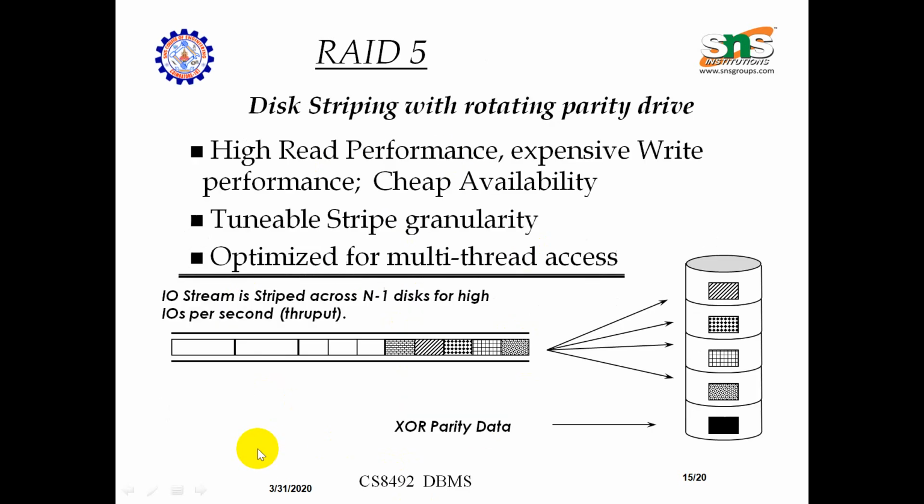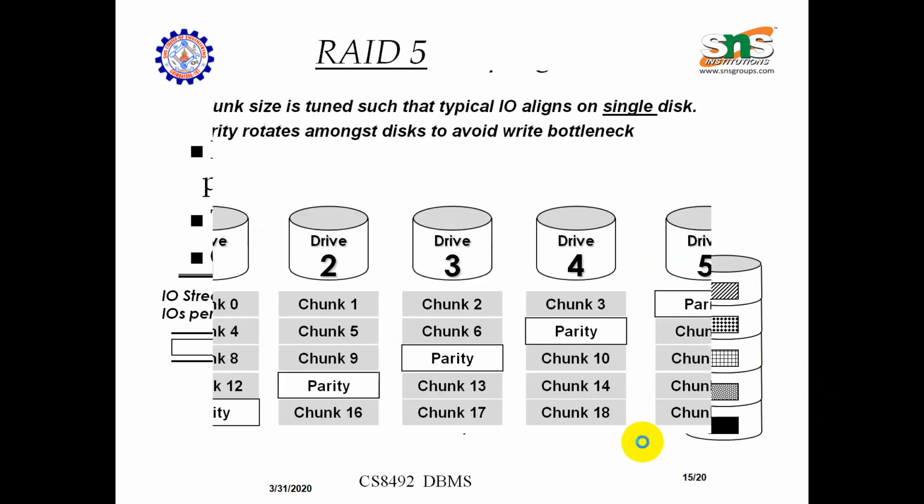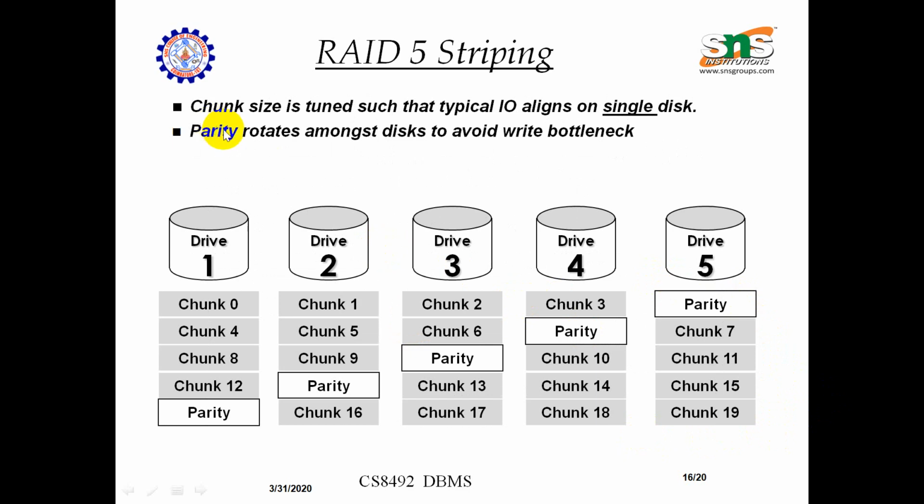Next one, RAID 5, disk striping with a rotating parity drive: high read performance, expensive write performance, cheap availability, tunable stripe granularity, optimized for multiple thread access. The IO stream is striped across n-1 disks for high IO per second, based on throughput. This is disk 1, disk 2, disk 3, disk 4, and the XOR parity data. Next one, RAID 5 striping: chunk size tuned such that a typical IO aligns on a single disk. Parity rotates amongst disks to avoid a write bottleneck.